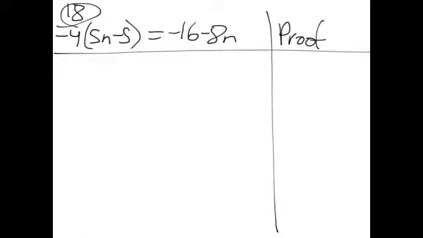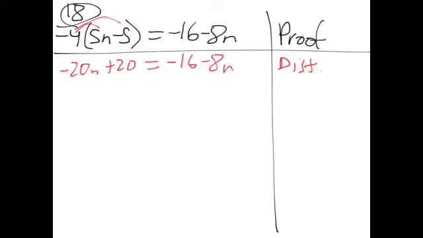Alright, moving on to 18. So we just got these last 3. Again, get rid of the parentheses by using your distributive property. Negative 4 times 5n is negative 20n. Negative 4 times negative 5 is positive 20. And the right side is still going to be the same, negative 16 minus 8n.